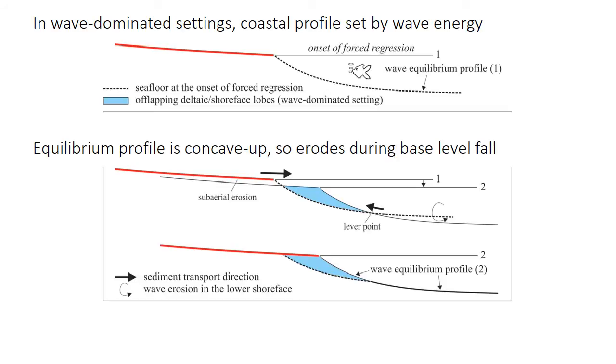After some base level fall, base level is now at position number 2, and the new seafloor profile is the thin concave up line. So this new profile is above the previous or the initial equilibrium profile to the left of this point labeled the lever point. So that means that shoreface sediments will accumulate there in this blue wedge. But this new profile, the thin line, is below the initial dashed line offshore of the lever point, and that leads to erosion in this area. This erosional surface is called the regressive surface of marine erosion.